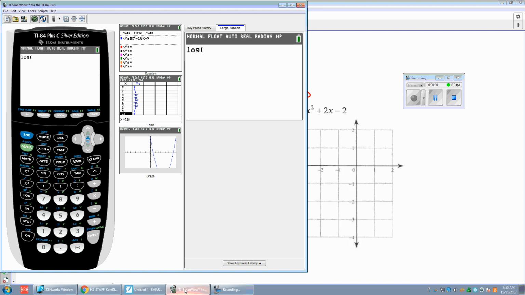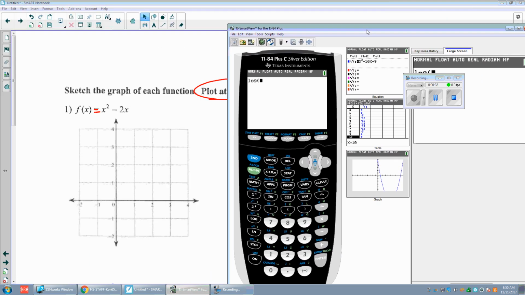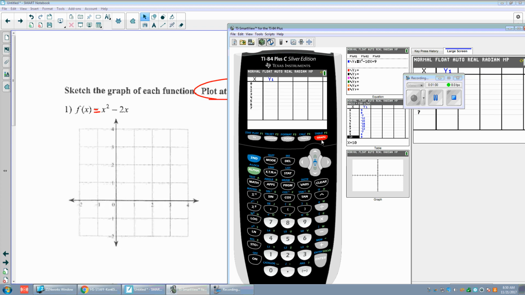Take your calculator, hit the y equals key. There's already a function there, so you hit clear. X squared, x squared. You see the yellow keys? Minus, there, 2, and then the x. The x is right next to the alpha. There it is. Now, I'm not going to hit graph. I'm going to go right to the table.